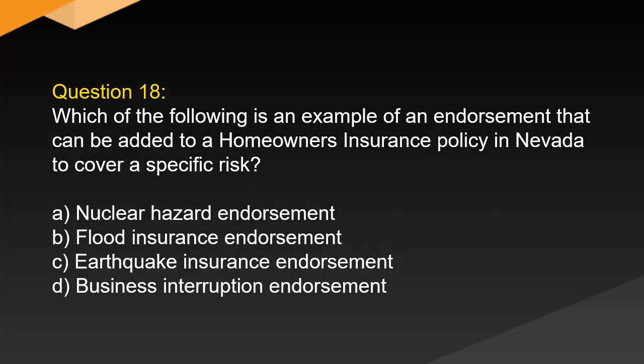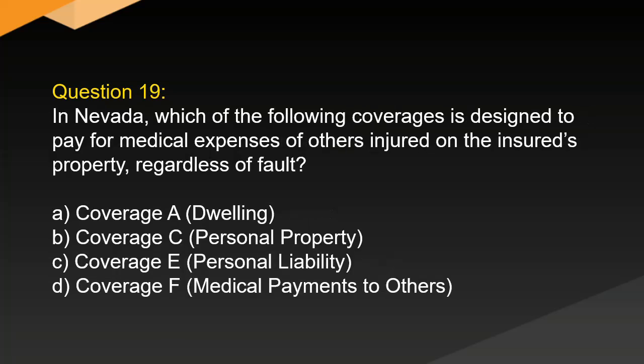Question 18. Which of the following is an example of an endorsement that can be added to a homeowner's insurance policy in Nevada to cover a specific risk? A. Nuclear hazard endorsement. B. Flood insurance endorsement. C. Earthquake insurance endorsement. D. Business interruption endorsement.